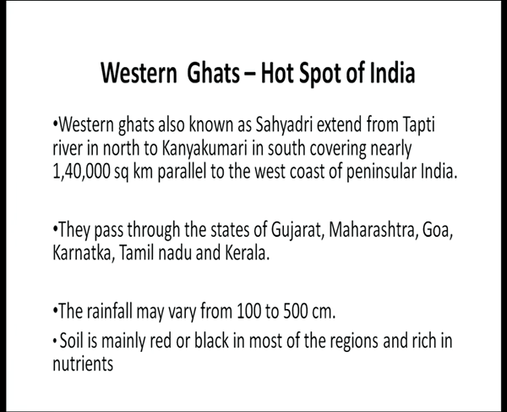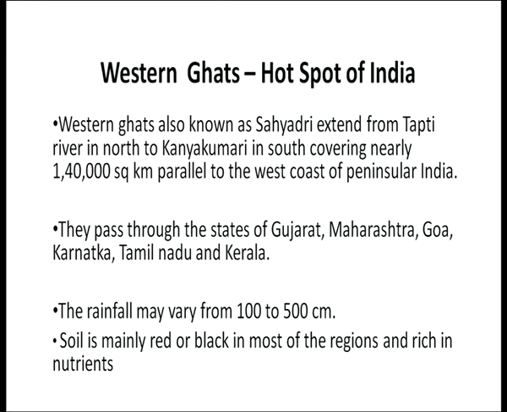Western Ghats are also known as Sahyadri and extend from Tapti river in the north to Kanyakumari in the south, covering nearly 1.4 lakh square kilometers parallel to the west coast of peninsular India. They pass through the states of Gujarat, Maharashtra, Goa, Karnataka, Tamil Nadu and Kerala. The rainfall may be between 100 to 500 centimeters in these regions.